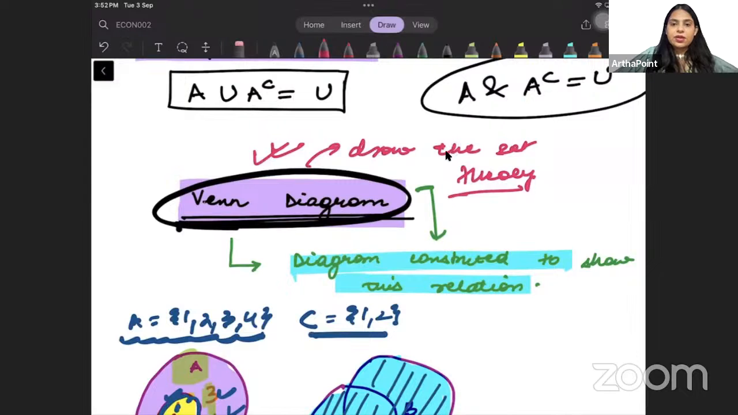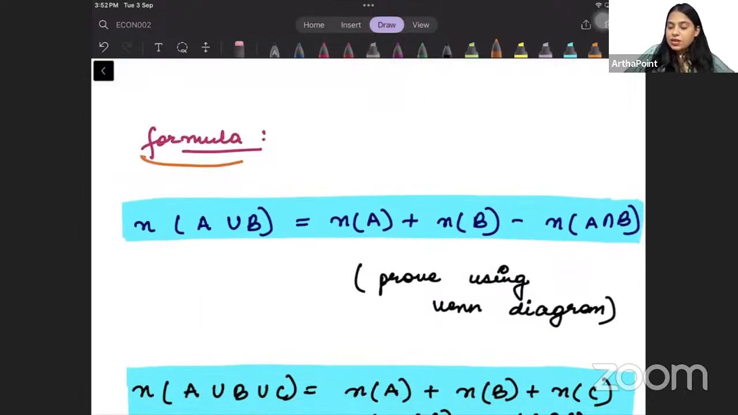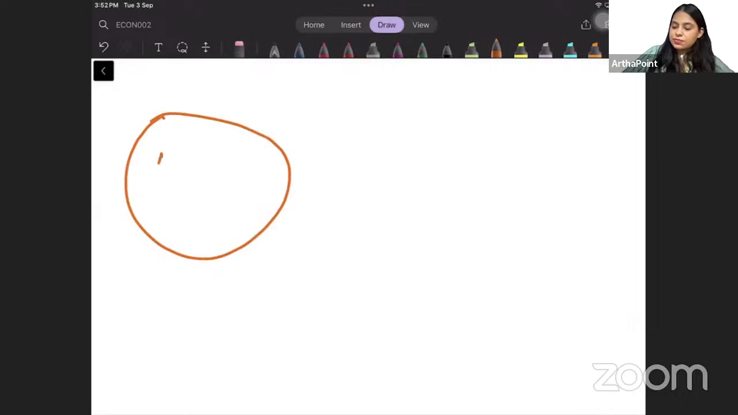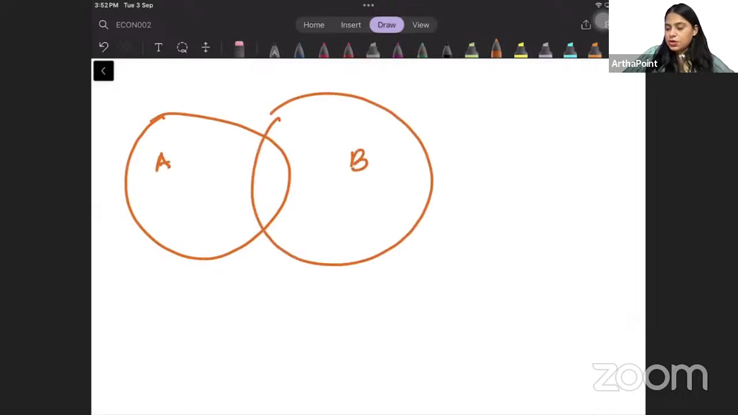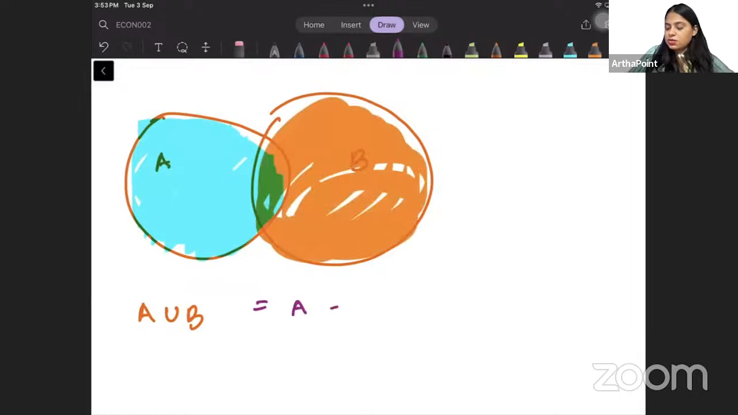Is this clear, beta? Okay. Now we can further talk about the formulas. Before we look at the formula, just look here. Beta, this is A. This is B. If I say all elements of A and B, it means I have included A and I have included B.